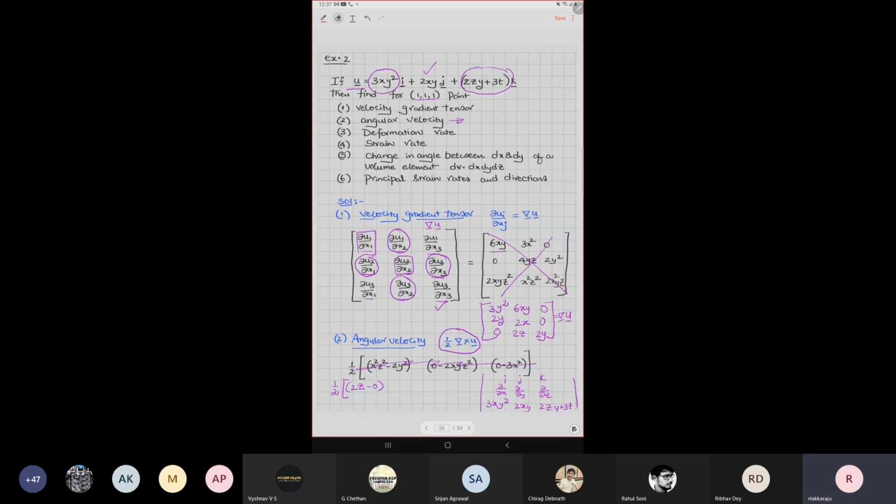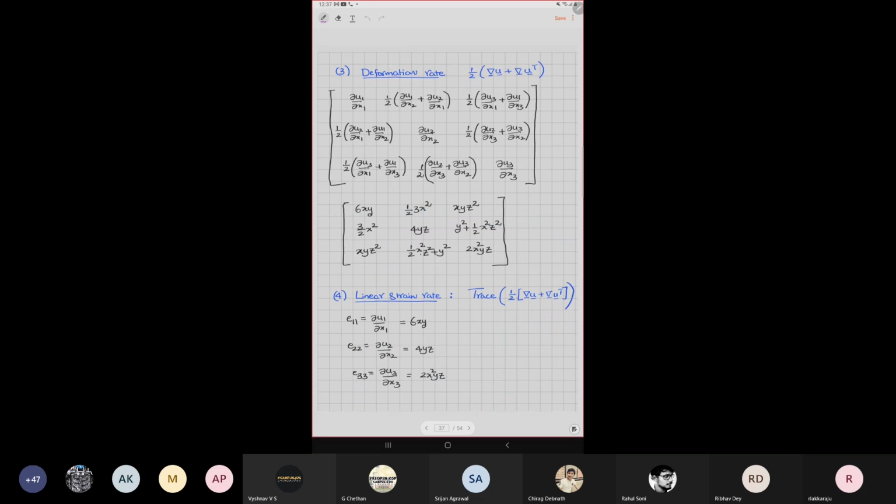So the flipping of the sign means I need to first calculate 3xy squared del by del z. That is 0 minus del by del x of next component 0. The third component del by del x. So that is 2y. Del by del y of this minus 6xy. This is what we call angular velocity. At 1, 1, 1 point, we plug the numbers, we will calculate that. I will update the notes again.